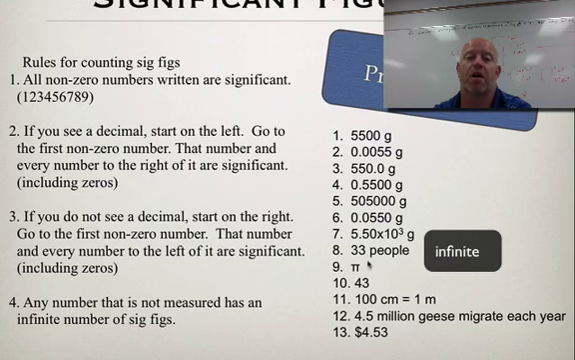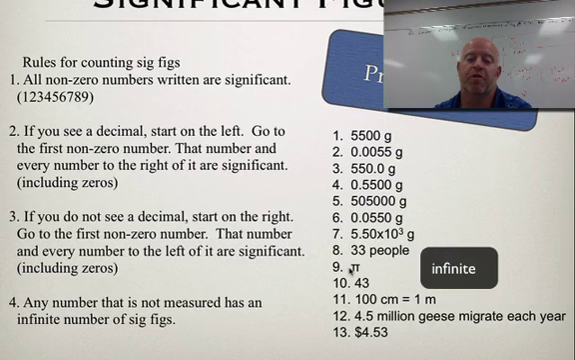Along the same token, if you look at number 9, the number pi is a mathematical representation of circles. It's not a measured value, it's actually a mathematical number. As a result, since it's not measured, it again would fall under category 4, being an infinite number of significant figures.